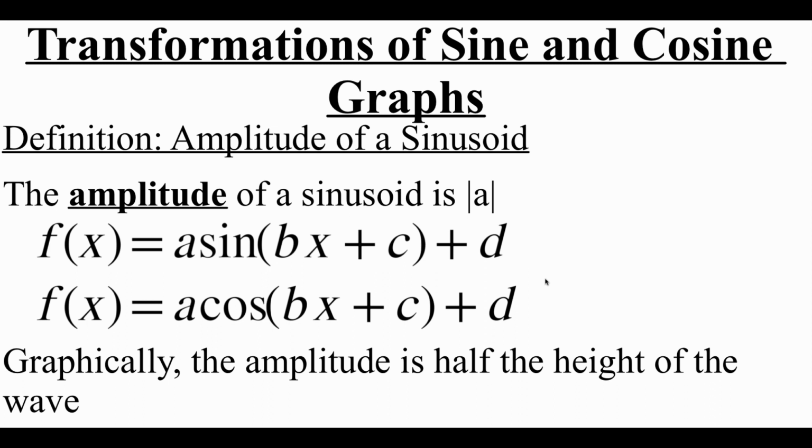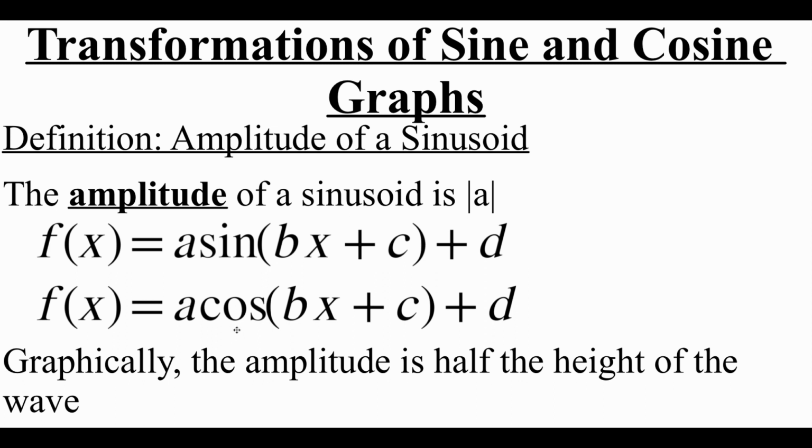And the first thing we're going to look at changing is the amplitude. And the amplitude of a sinusoid is the absolute value of the a value. So whether we're looking at a sine function or a cosine function, we're going to focus on the a value in front of the sine or in front of the cosine. And graphically, the amplitude tells us half the height of the wave.